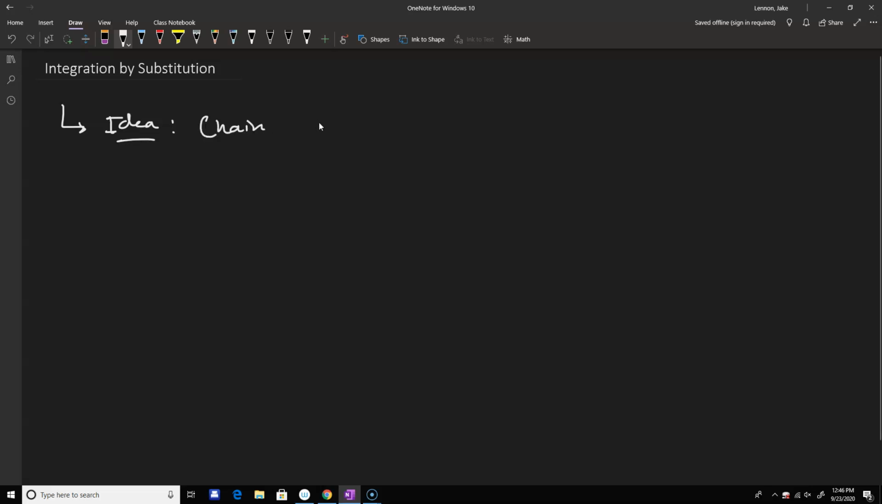So we're using the same thing from the chain rule from the derivative in reverse. Now, I think the best way to look at this is to just jump in and see a few examples. Really what you're looking for in your substitution is to pick something so that the other factor looks like that when you take the derivative. So let's look at some examples.